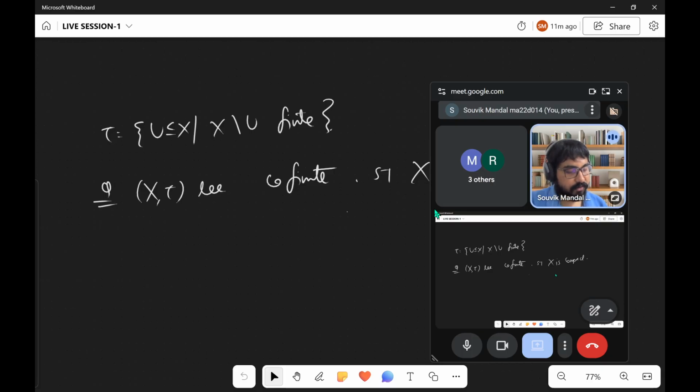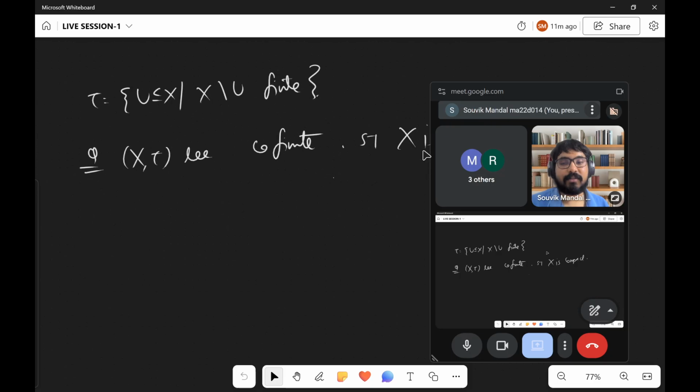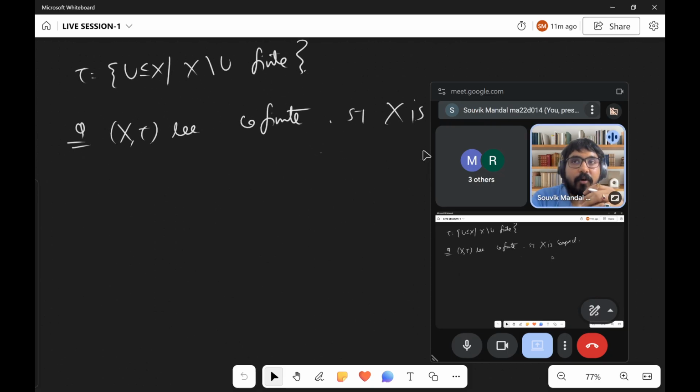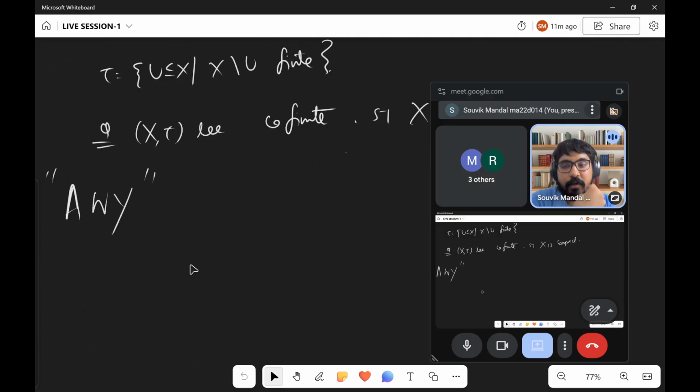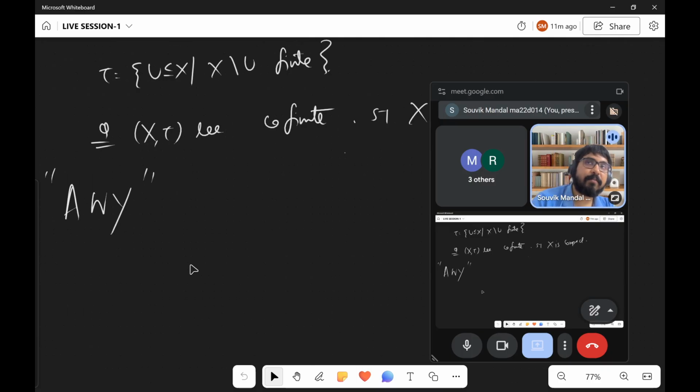So for that, what we need to do? We need to construct an open cover. No, no. In order to show that something is compact, we need to show that any open cover, it is any, right? So there is nothing to construct. You have some arbitrary open cover and you show that it will admit a finite subcover, correct?